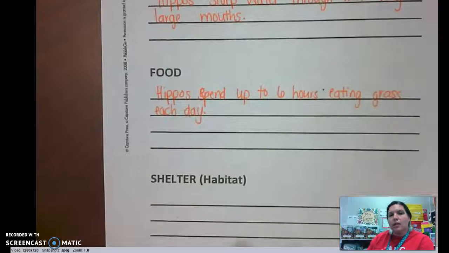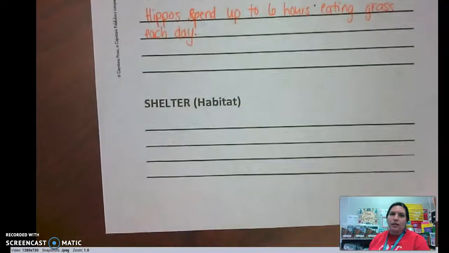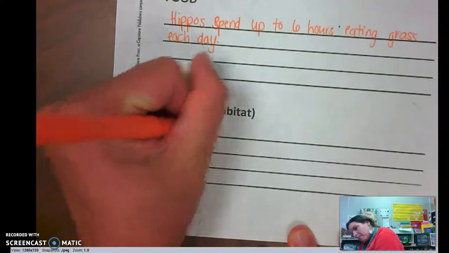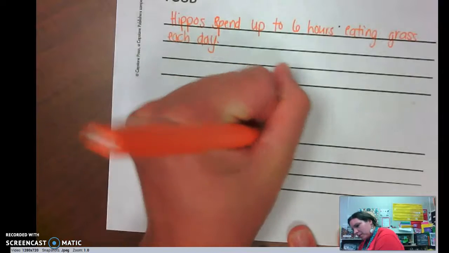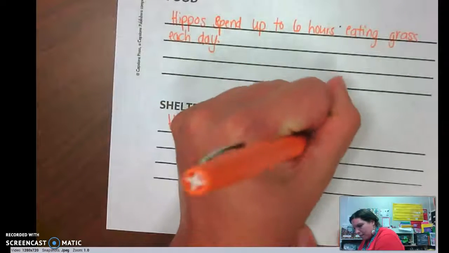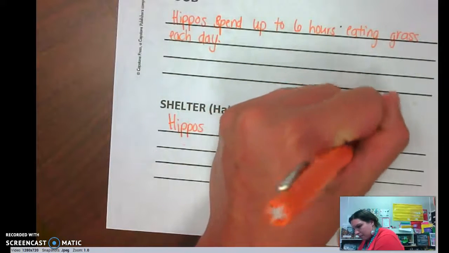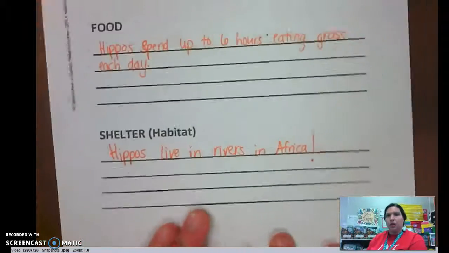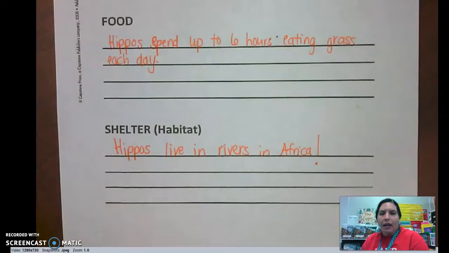Just one sentence is all you need for each of these basic needs. And last, the shelter. Hippos live in rivers in Africa. I said that excitedly, so I'm going to put an exclamation point because that shows that I said it in an excited way. Hippos live in rivers in Africa. And you're done.